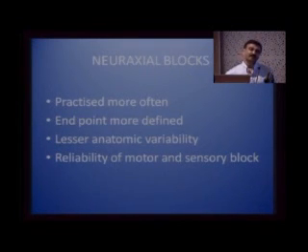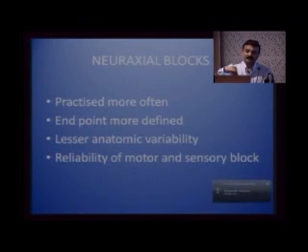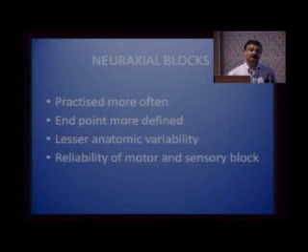The end point with a neuraxial block is well defined. If you want to do an epidural, you have to stop short of puncturing the dura. And if you want to do a spinal, you have to puncture the dura and then elicit some flow of CSF before you put in your injection. There is also lesser anatomic variability with neuraxial blocks when you compare it to peripheral nerve blocks, where there is a huge anatomical variability that you can encounter. And the reliability of a motor block or a sensory block, say with a spinal, is almost 100% when you compare it to the variability you can have with a peripheral nerve block.